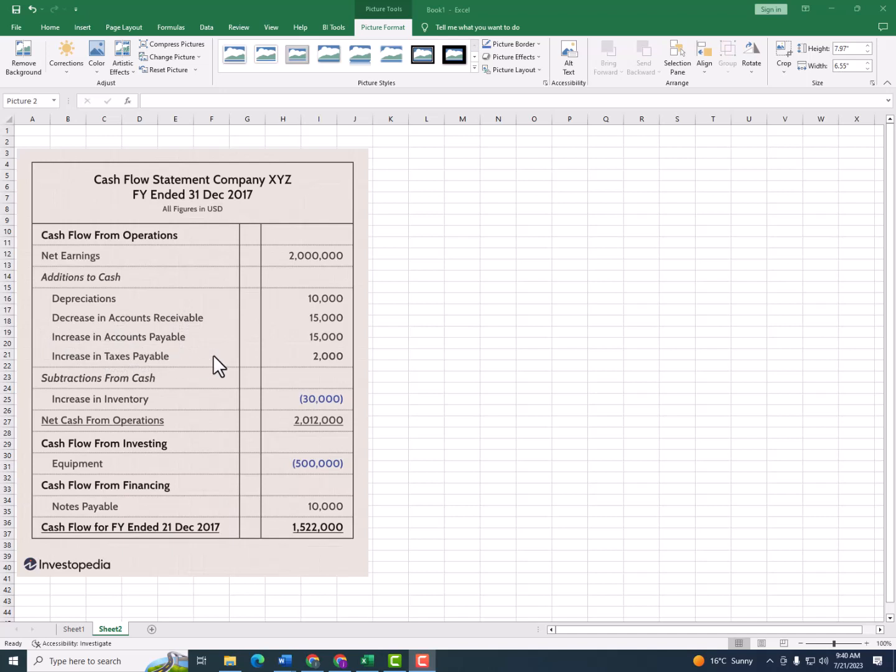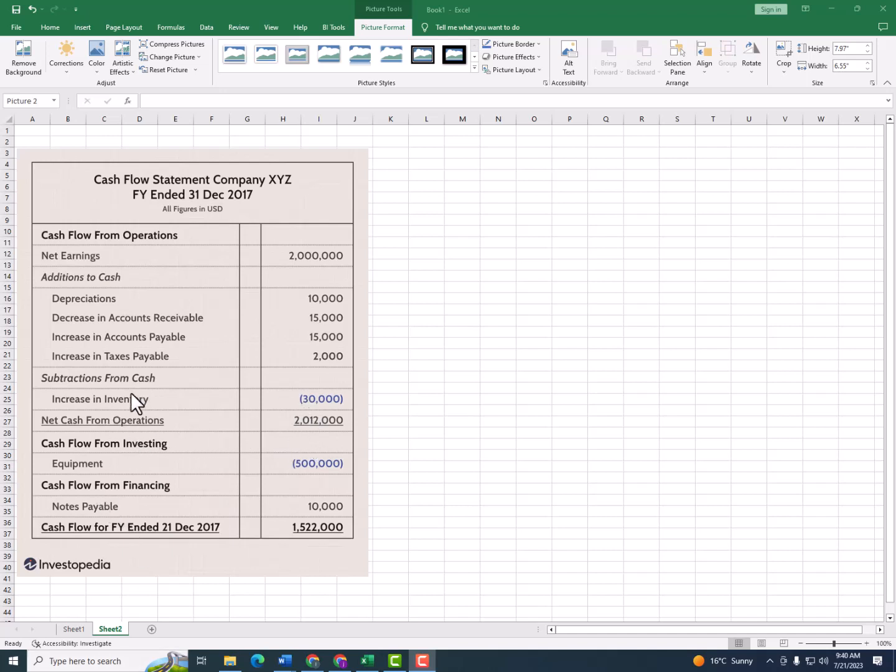We also have the accounts payables. We also have the taxes payable. All these are elements that can be found in the balance sheet, the current assets as well as current liabilities. We can see an increase in inventory is a cash outflow, because inventory, you buy them or you invest cash in them. And by doing that, you get the net cash from operations.